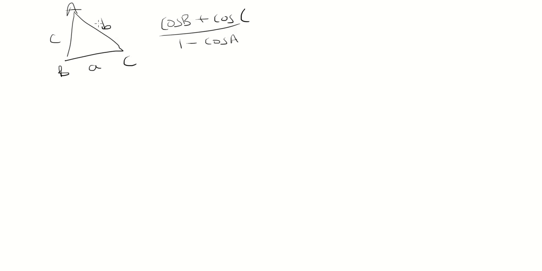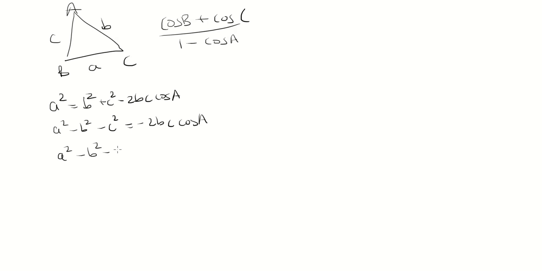Now, in order to find an equivalent expression, we need to use the law of cosines, and recall that a squared is equal to b squared plus c squared minus 2bc cosine A. We want to solve for cosine A here, so we'll subtract both sides by b squared and c squared, and divide by negative 2bc. And now we have cosine A.